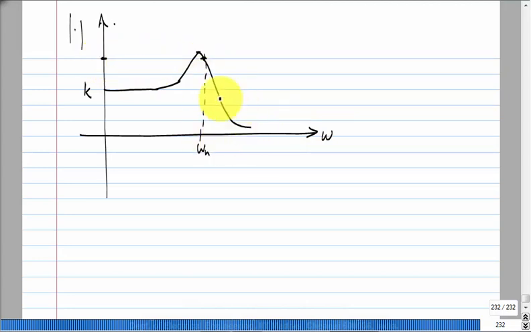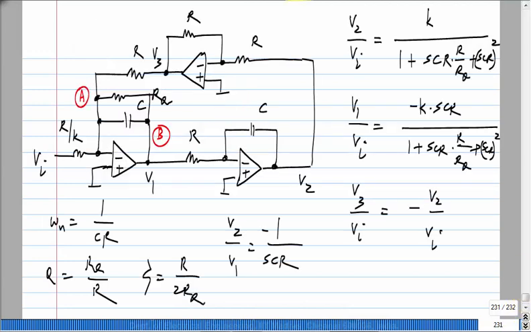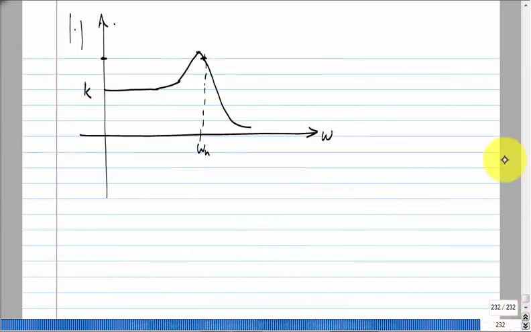At the resonance frequency, what is the gain of V1 by VI? When I say at resonance, I mean essentially that the second order term is cancelling with that, right? S squared C squared R squared plus 1 is 0, that is resonance, that is omega n. So at omega n, what is the gain? K? No. K times R cube by R. In this case, you have a factor of Q also coming in. So you have K times Q at this.